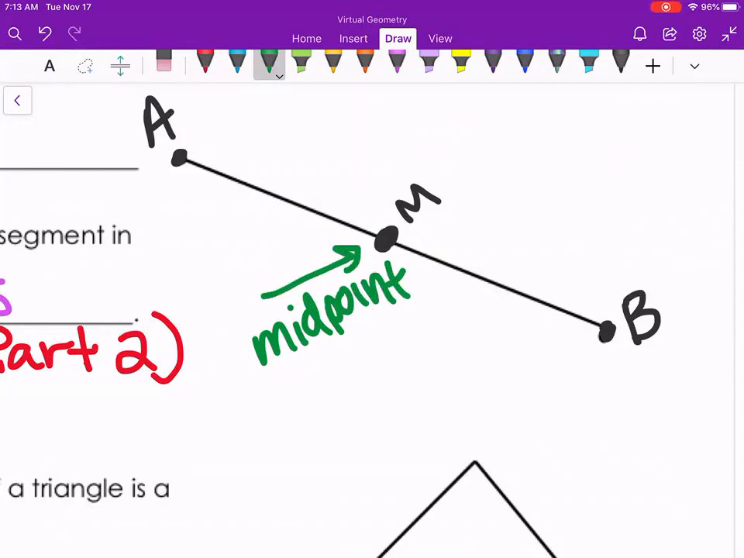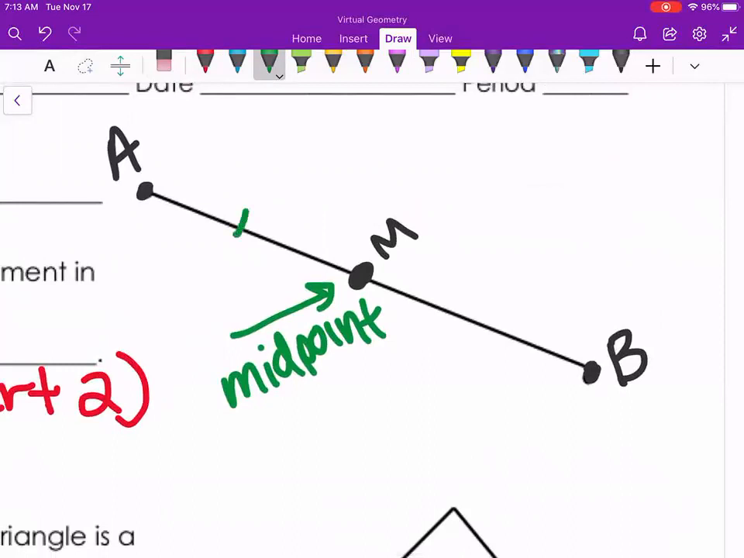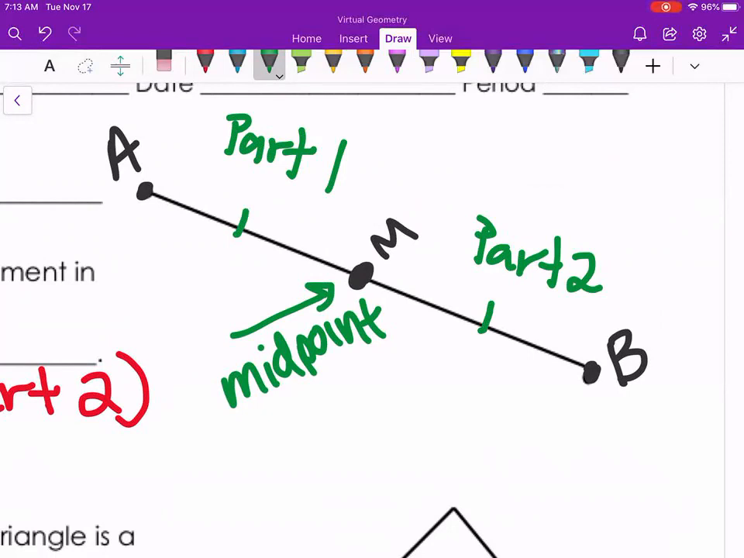So what that means for the two pieces that I've now created, they have to be congruent. So that's where the dashes are coming from. And this is where we get our part 1 and part 2. And again, because we have those dashes there, 1 dash on each piece, those two parts are equal. And that's where we get part 1 equaling part 2. So we're going to be revisiting the idea of midpoint with a median.